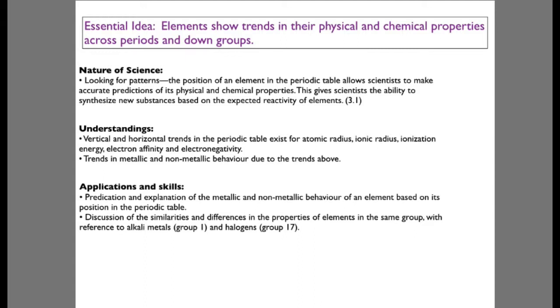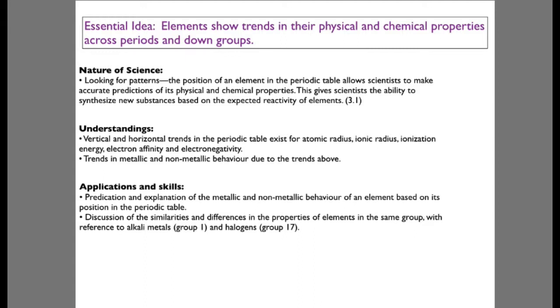The understandings we get are that vertical and horizontal trends in the periodic table exist for atomic radius, ionic radius, ionization energy, electron affinity, and electronegativity. We also find trends in metallic and non-metallic behavior due to the trends above. Application skills.